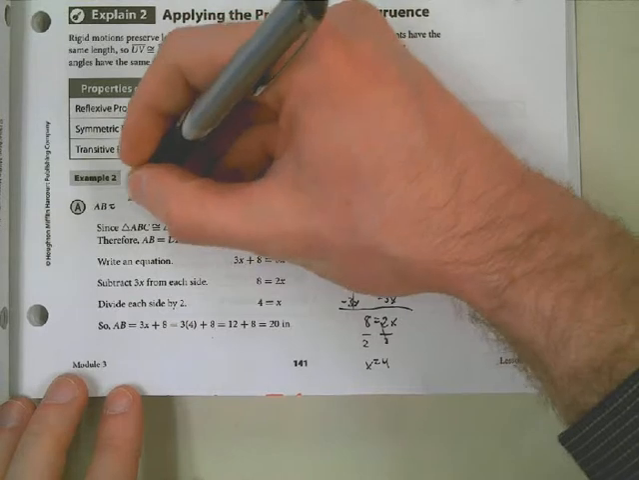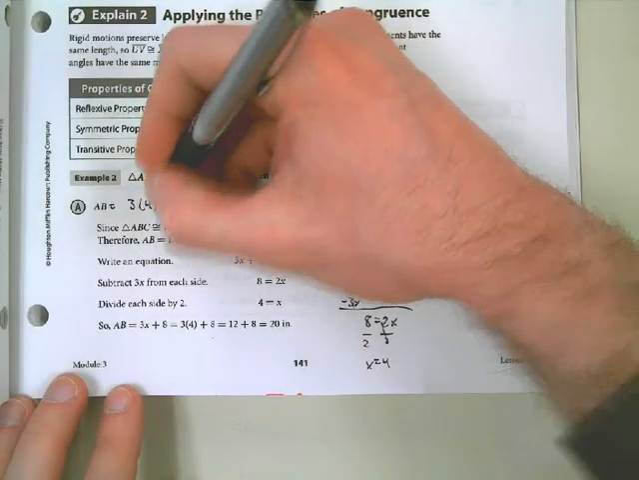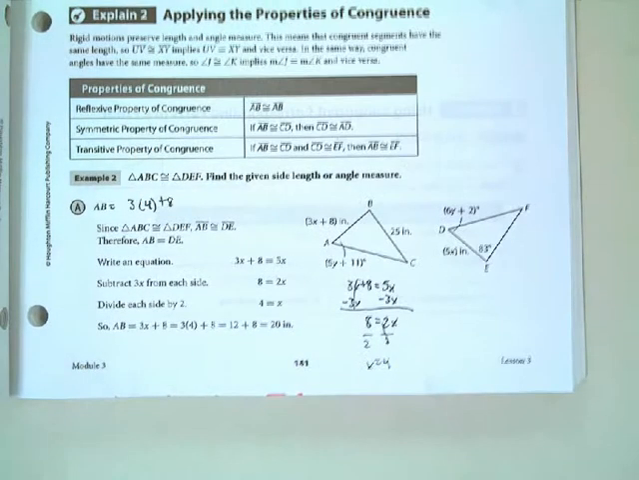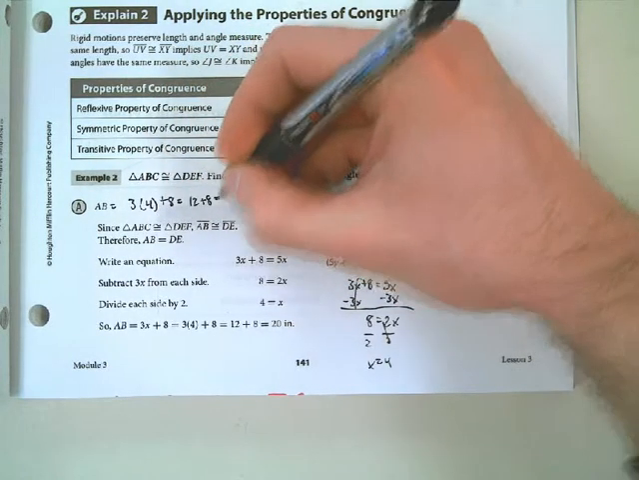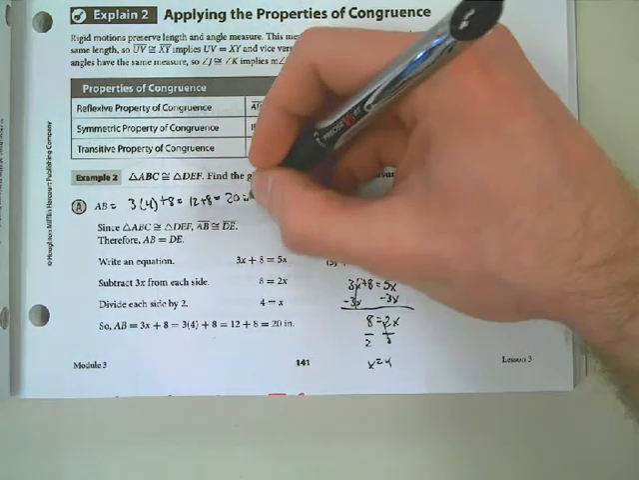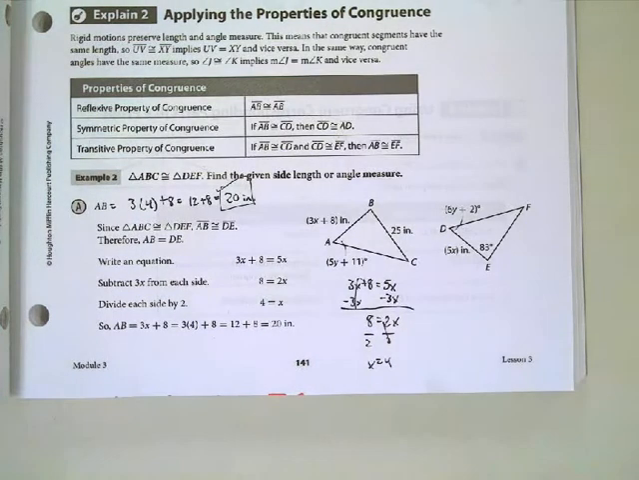Be very careful. In algebra, we trained you guys so well that once you solved for that equation, you knew you were done, right? Because that's what you do in algebra. You solve an equation, you get the answer, you're done. But when you find that x is 4, you have to plug that 4 back in for the x here, because AB is 3x plus 8. So 3 times 4 is 12 plus 8 gives you 20 inches.